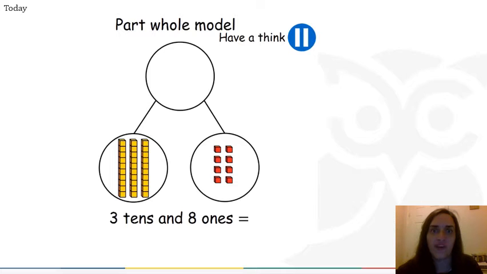Okay, let's have a think about this one then. So we have 2 parts. The number has been partitioned. We're going to have a think about what the number is. How many tens? How many ones? Can you work out what that number is altogether? What is the whole?